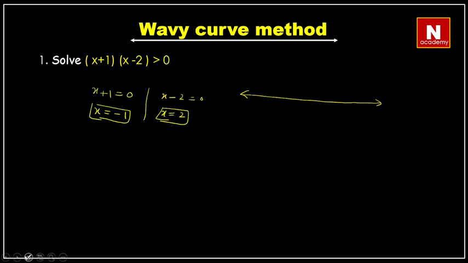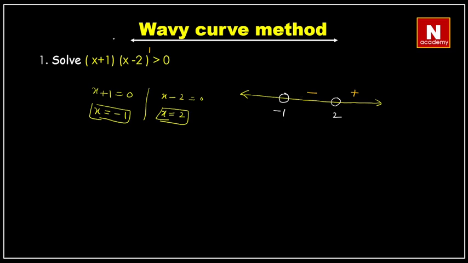Take open circles because here it is only greater than 0, so minus 1 and 2 are not included. So this is minus 1. Next this is 2. Now mark the positive sign on the right hand side of the largest critical point. The largest critical point is 2, so on the right hand side you should mark plus. After that, observe the factor x minus 2. The power of x minus 2 is 1. So 1 is odd. That's why the sign will change from positive to negative.